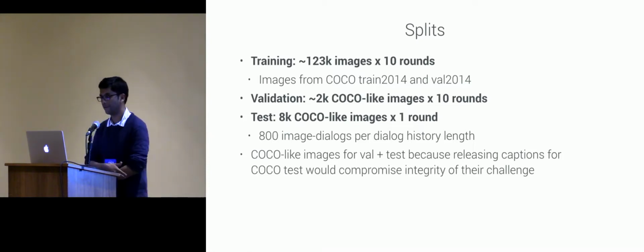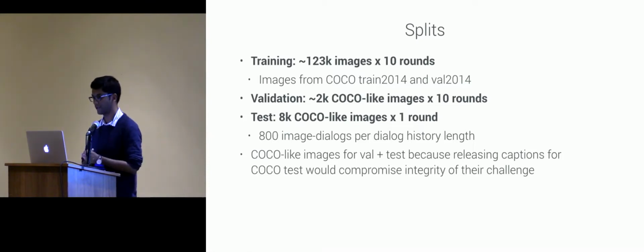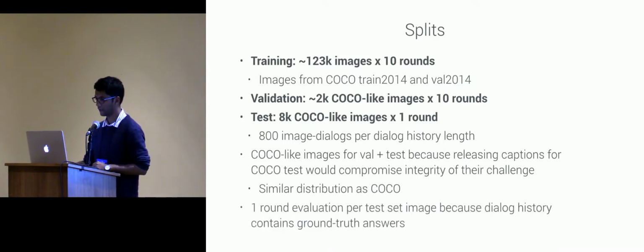The reason why we use COCO-like images but not images from COCO test is because the dialogue history in Visual Dialog has the caption, and so releasing captions for the test split will compromise the integrity of the COCO captioning challenge. And for the test set, we have one round evaluation because the dialogue history contains answers to previous rounds in dialogue, and so that makes it infeasible to evaluate those answers.